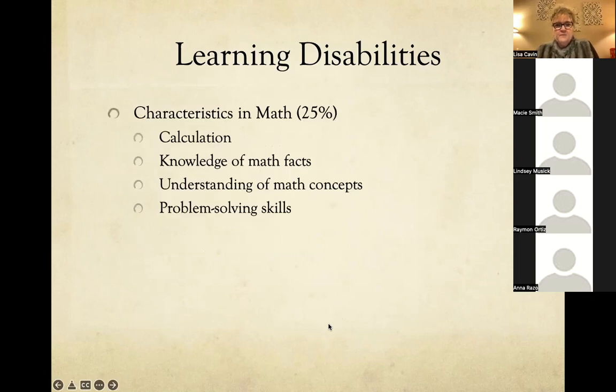Then we have the area of math. About 25% of our learning disabilities are in the area of math. Now, a student can have a disability in the area of reading and in math. That can happen. But certainly reading has a much higher loading than our math area.